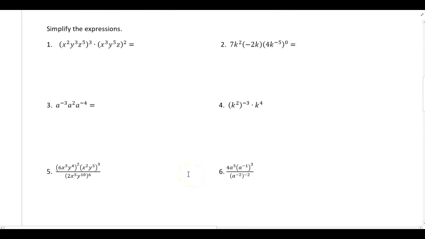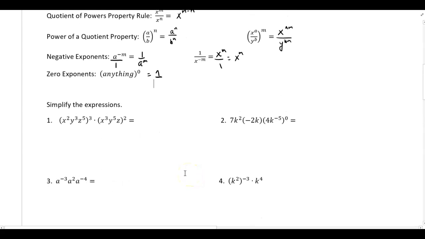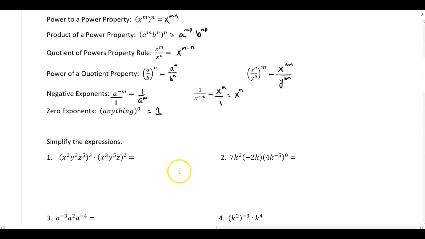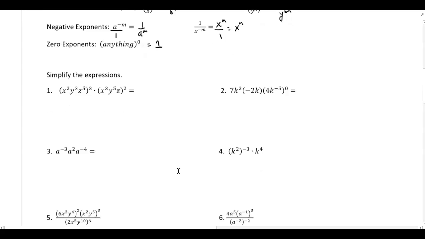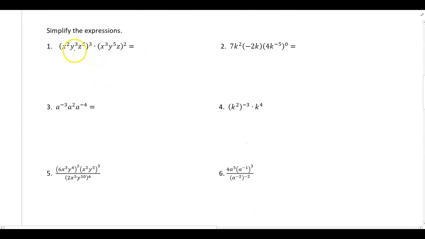So let's go ahead and do a couple of examples where we're using multiple properties in one problem. So after you know all of the properties, when I look at this first example, I know right away in this quantity I have to raise everything to the third power. In this quantity, everything to the second power. When I raise a power to a power, what do I do with the exponents? I multiply. So x to the 2 times 3 is 6. Y to the 3 times 3 is 9. Z to the 5 times 3 would be z to the 15th.